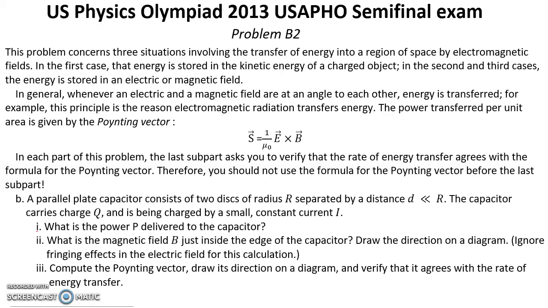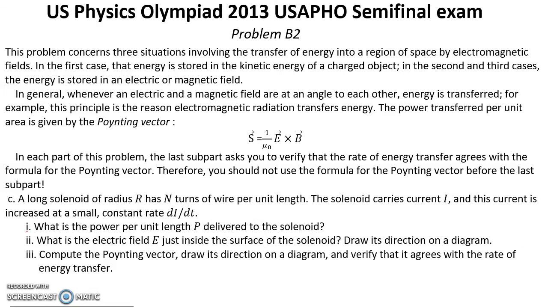Question 2. What is the magnetic field B just inside the edge of the capacitor? Draw the direction on a diagram. Ignore fringing effects in the electric field for this calculation. Question 3. Compute the Poynting vector, draw its direction on the diagram, and verify that it agrees with the rate of energy transfer.